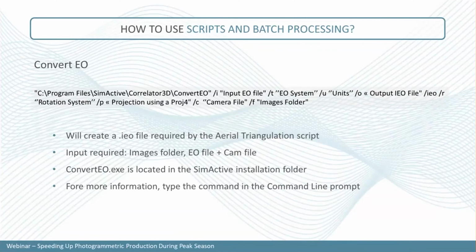If you want to use this ConvertEO function in your script, it needs to be run prior to running your script. This will create the IO file, and then the script will use this file to run all of the rest of the processing. If you want to see a bit more about ConvertEO, this command is located in the installation folder of the software, and you can directly call ConvertEO from the command prompt.